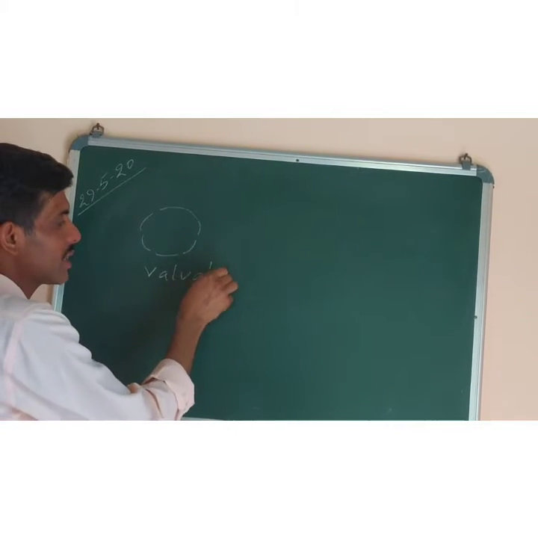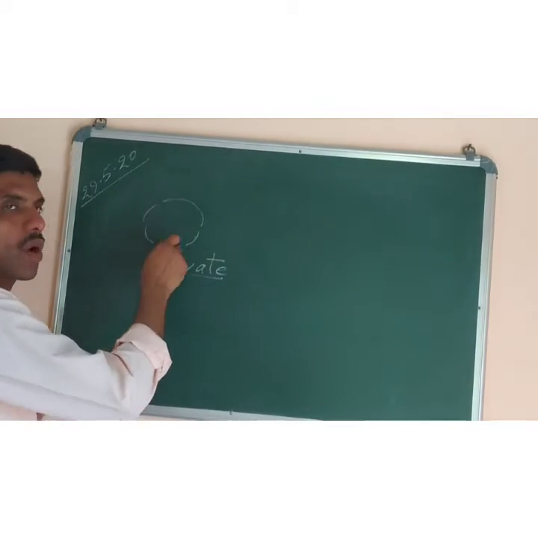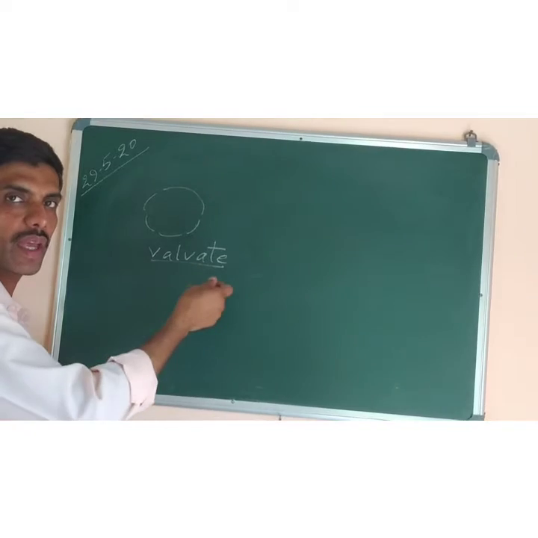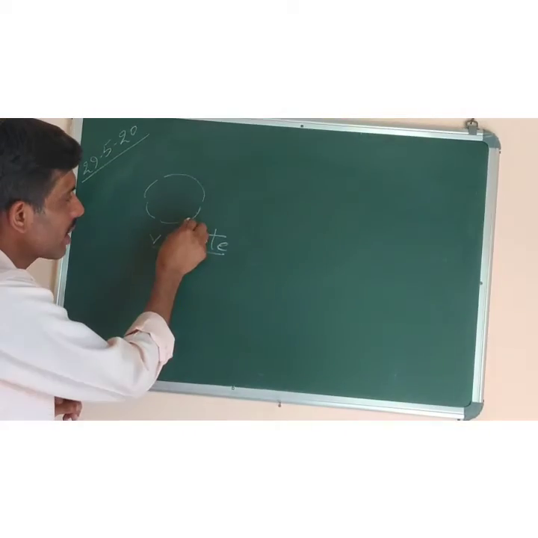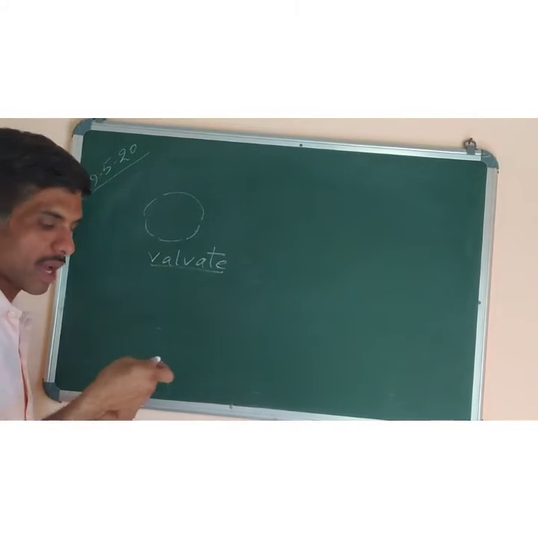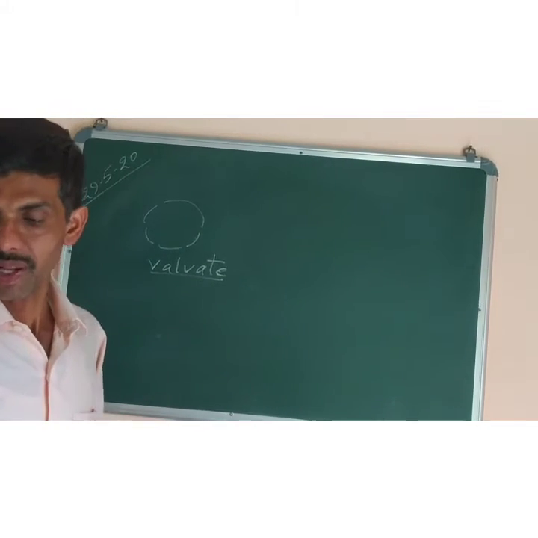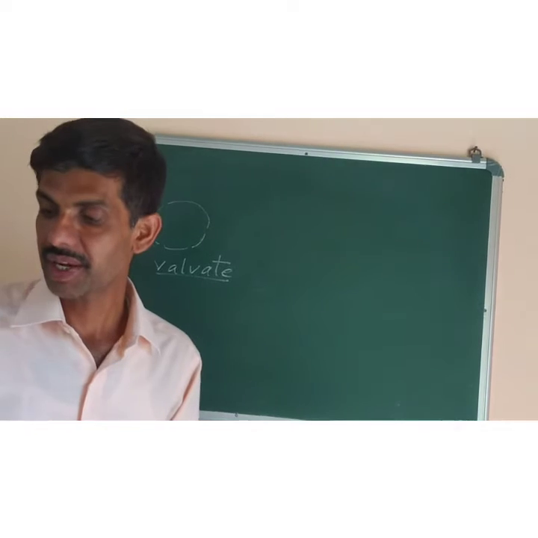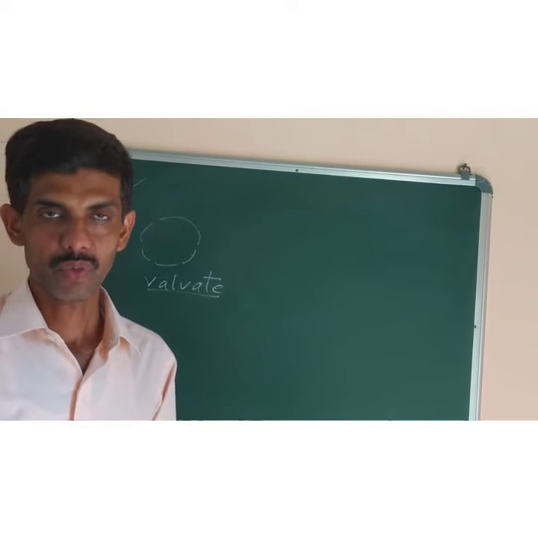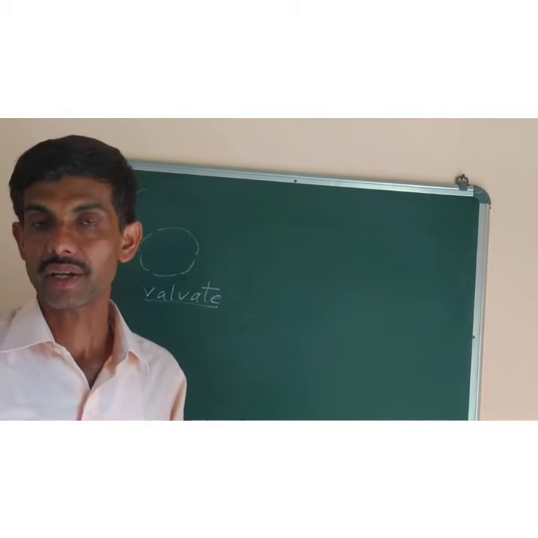So if the sepals or petals are arranged in this manner, in which only their last part, that is the tip, are in contact with each other, such an arrangement is called valvate. Similarly, we have other arrangements like twisted, imbricate and vexillary, which we'll discuss later during the practical classes.